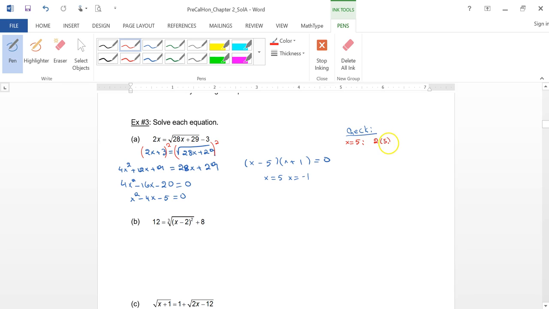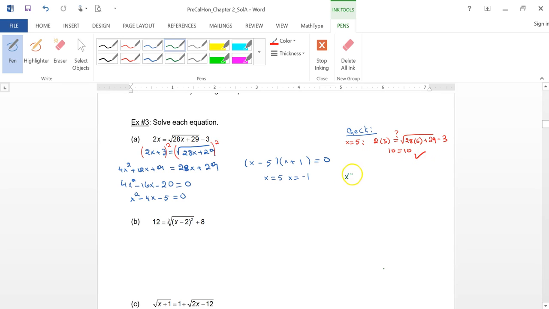Does 2 times 5 equal the square root of 28 times 5 plus 29 minus 3? So does the left side equal the right side? What do we get on the right side? So 10 equals 10, that means yes, x equals 5 works.